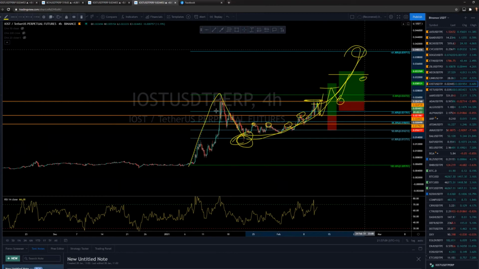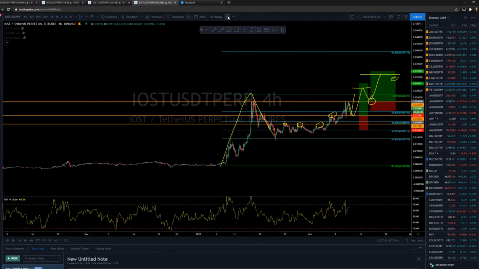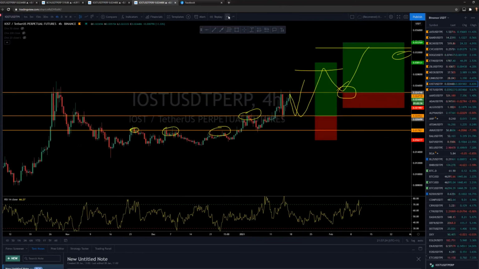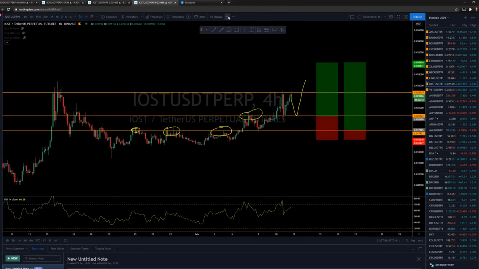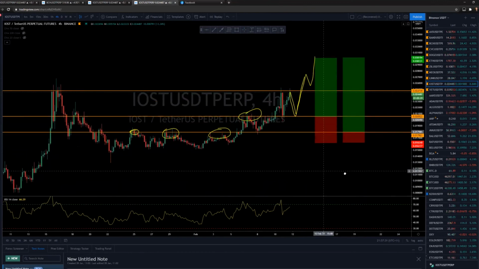Now, to save yourself hassle, once it does reach a certain point, you want to be moving your stop loss up to break even, so if it does come back down at all, you're saving yourself the hassle of losing a lot of previously made gains.